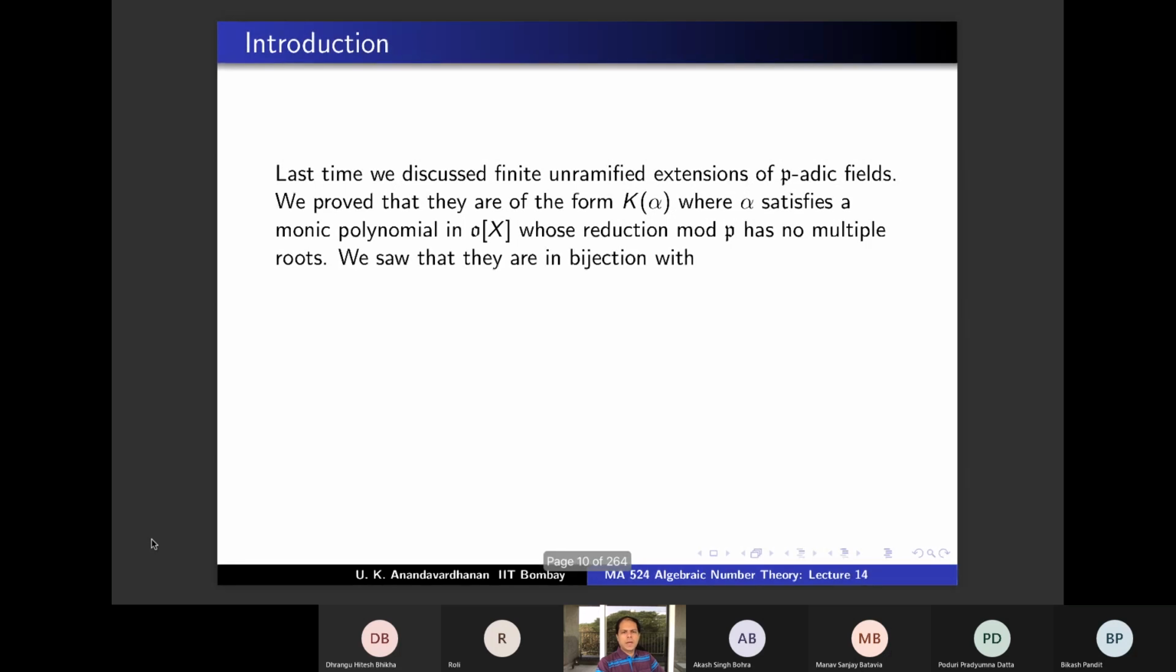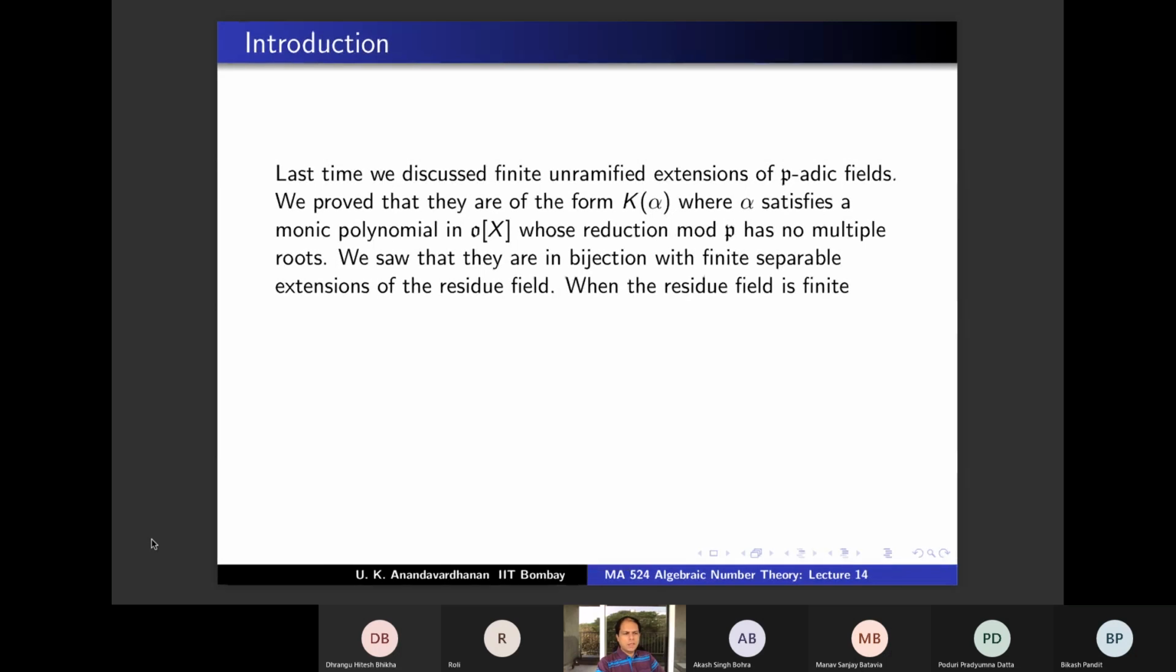And we saw that they are in bijection with finite separable extensions of the residue field. What is this map? If you take an unramified extension, you take its ring of integers, which has a unique non-zero prime ideal, and you go to the corresponding residue field O/P. That gives a bijection between unramified extensions of K and finite separable extensions of the residue field of K. This we saw last time.